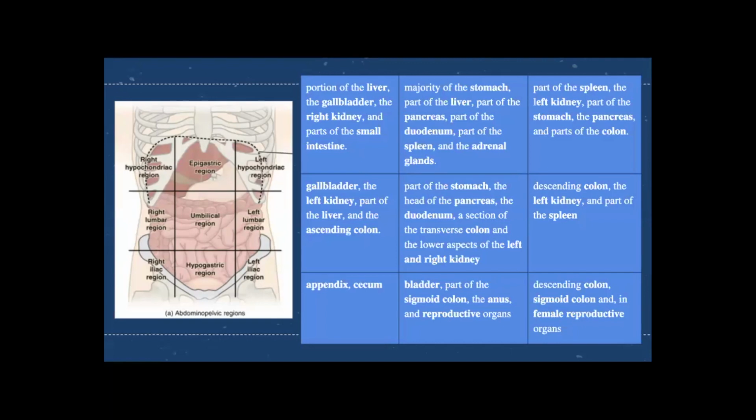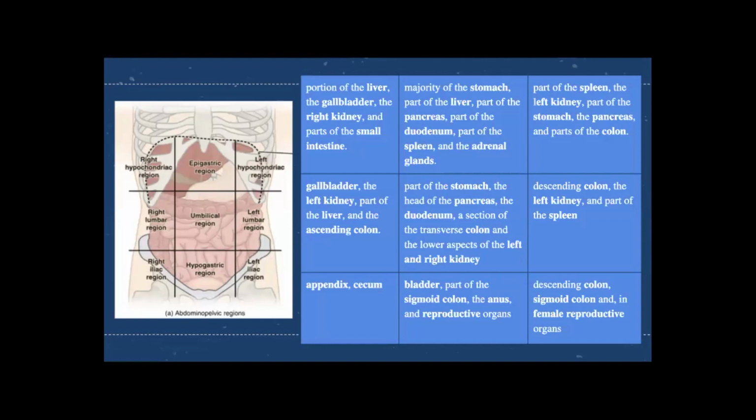The umbilical region is kind of like the center of everything. It's where your belly button is. So basically, you can just kind of sense where everything is, as long as you know that the middle contains the belly button. In the umbilical region, we have part of the stomach, the head of the pancreas, the duodenum, a section of the transverse colon, and the lower aspects of the left and right kidney.